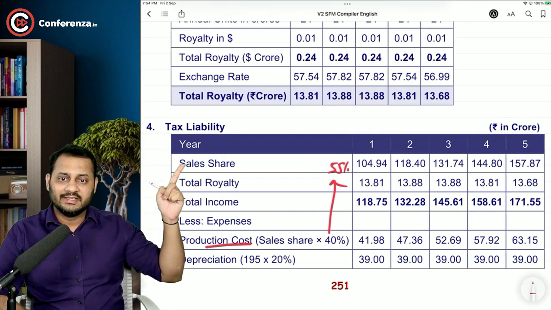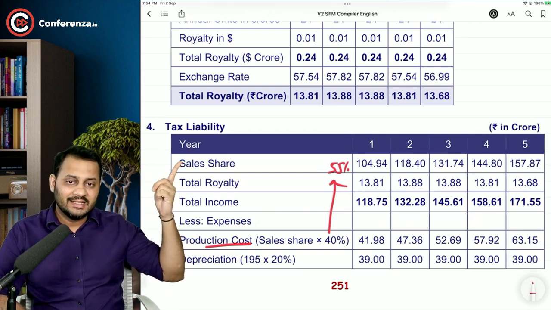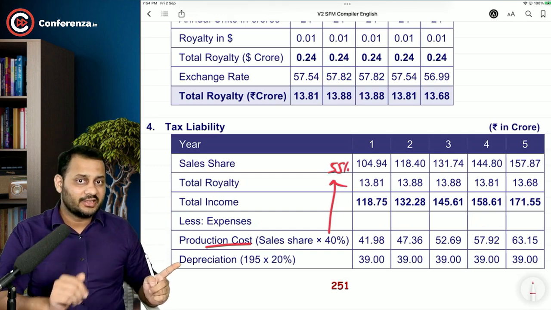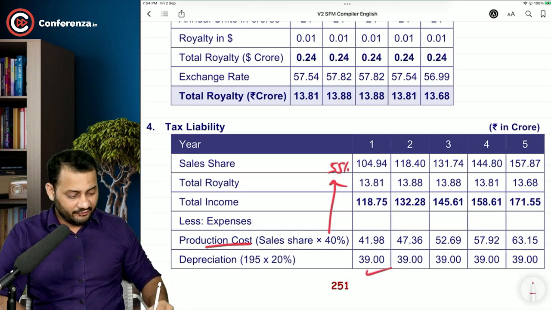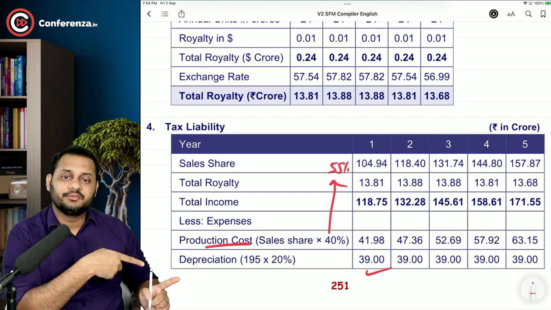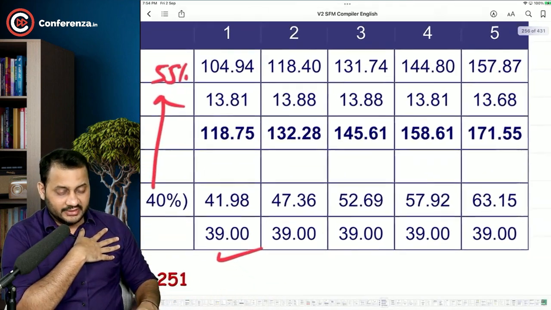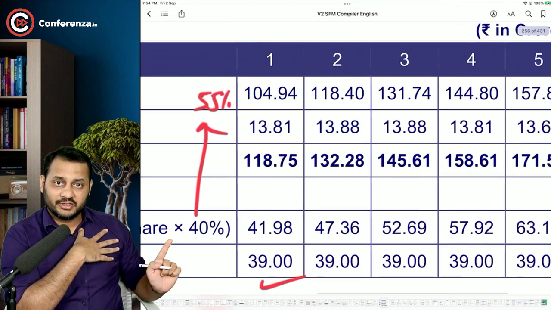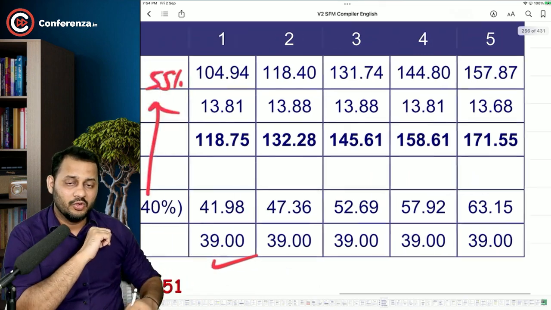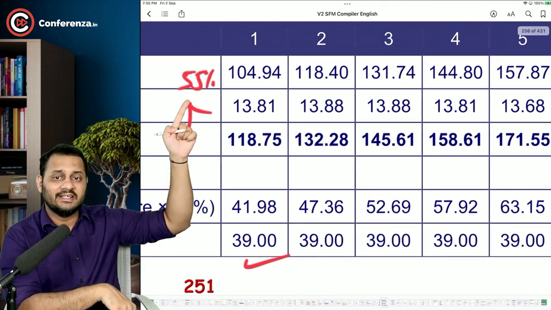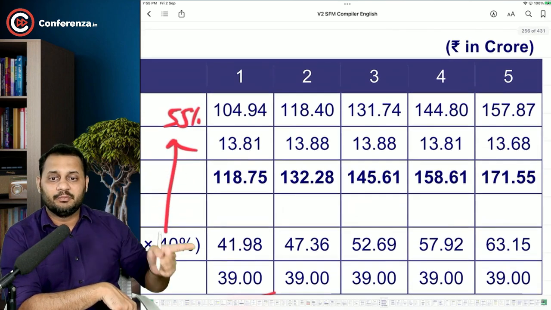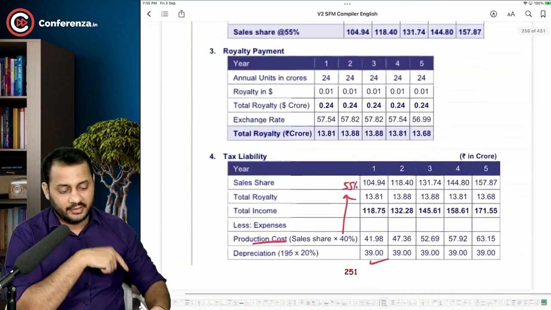So there are only four types of income and expenses: sales and royalty, production cost, depreciation, and there will be, I think, fixed cost. Depreciation will be 39 every year. Inflation does not affect the depreciation. That's why it is the same. See? Okay. And please understand, production cost includes the inflation. All these prices in this row include the inflation. How? Because this is calculated based on the sales, and sales was already calculated using inflated price. That means this also includes the inflation part.